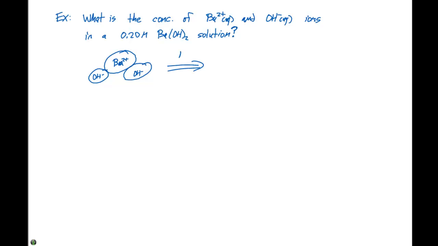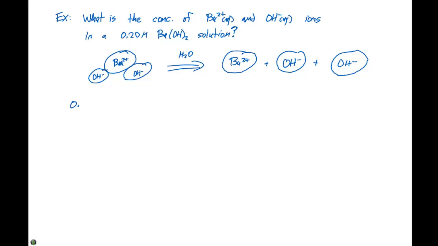If we dissolve this in water, it's going to break down into one barium 2+ ion plus 2 hydroxide ions. So notice that the number of hydroxide ions is going to be twice as much as the barium ions, or you're going to have twice as many moles of hydroxide ions than you would of barium ions. So this is going to influence our concentration.